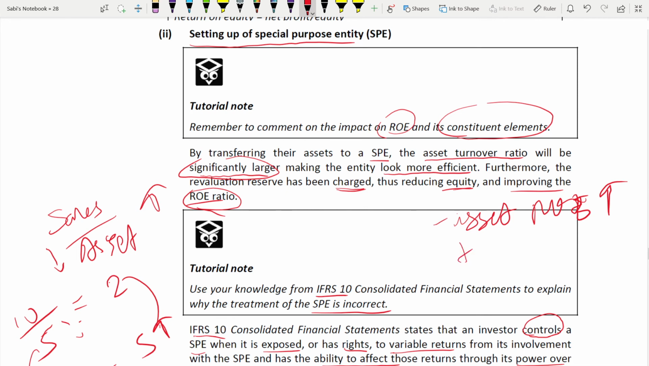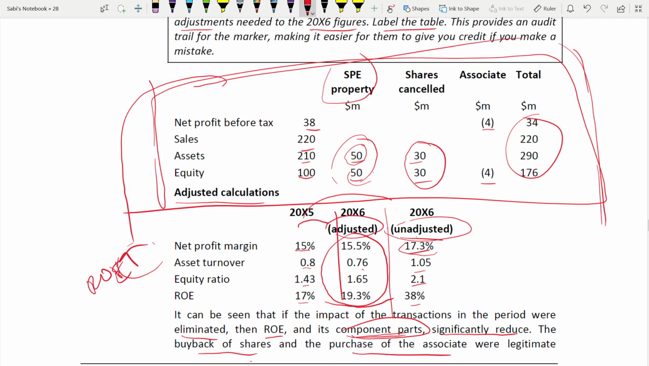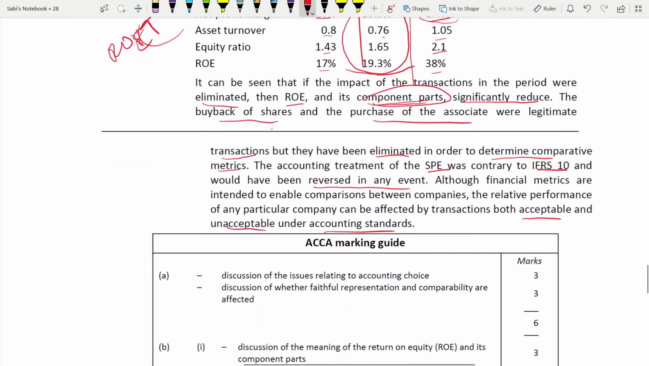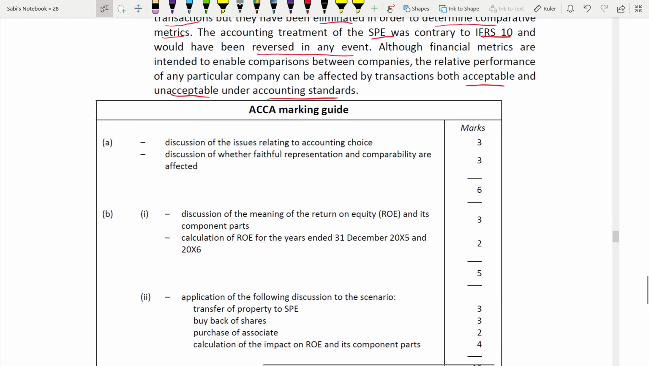Now I hope you will understand this picture better. That's why we are adding to eliminate the impact, the increase in ROE. You are adding 50, you are adding 30, minusing 4. Okay. Now we are done with question number 28, and finally we are moving towards the marking scheme.